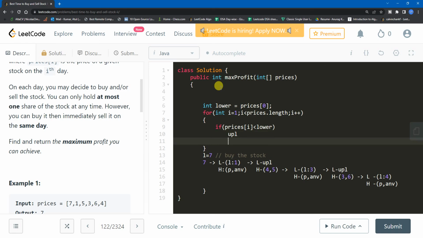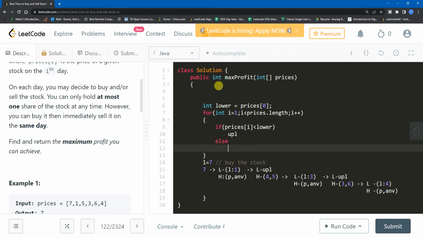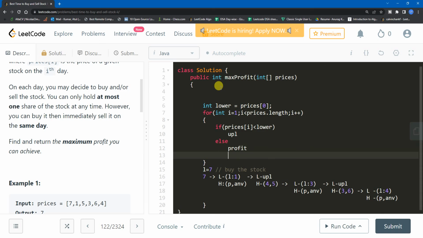And in the else part, if the value is higher, we simply calculate the profit. So what is the profit? I'm just writing here profit. We calculate the profit. Also, if we calculate the profit, that means we already sold the stock, so we have to buy a new stock. We just buy the stock on the same day, at any next value.